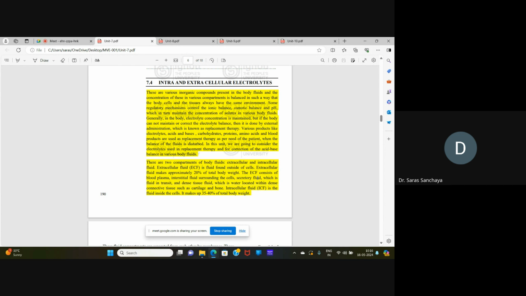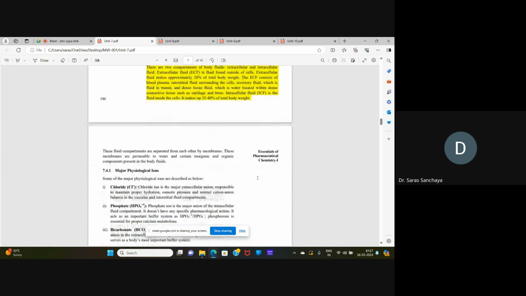ECF consists of blood plasma, interstitial fluid surrounding the cells, secretory fluid, which is fluid in transit, and dense tissue fluid, which is water located within dense connective tissue such as cartilage and bones. Intracellular fluid is the fluid inside the cells of the body. It makes up around 35 to 40% of the total body weight.